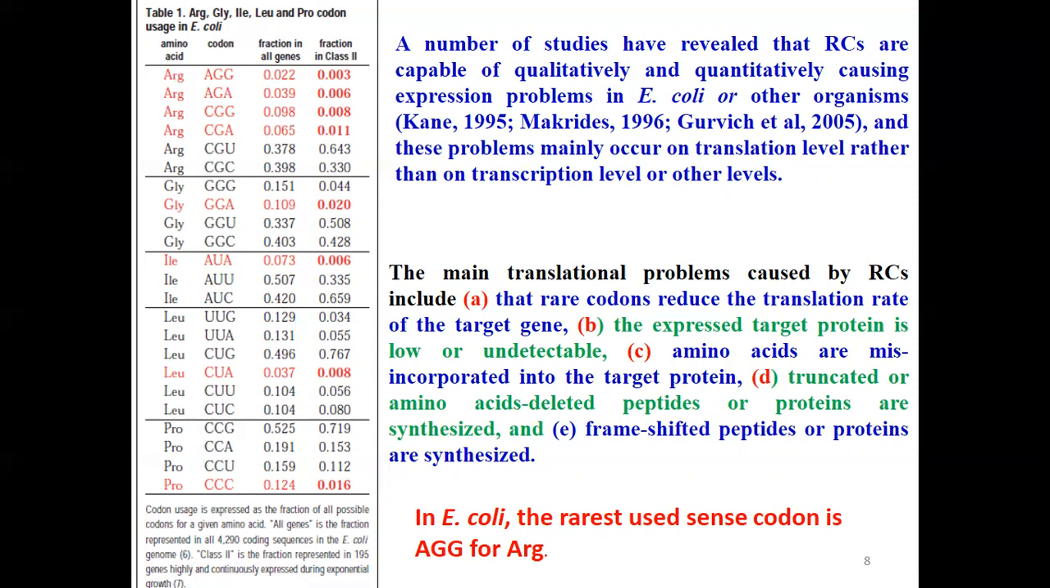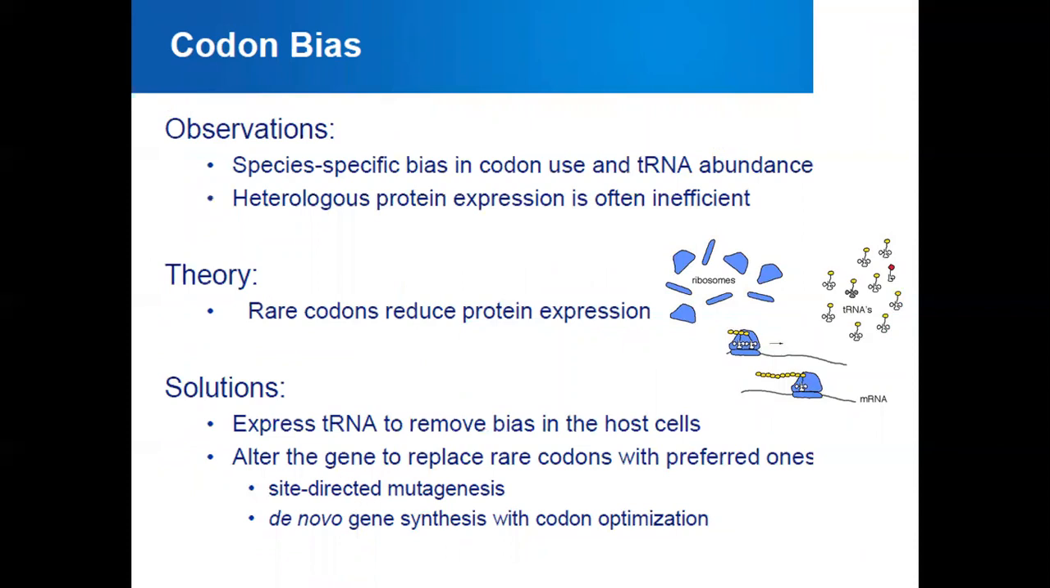For example, if we derive a gene from humans, that gene may have this codon present in higher amounts, whereas in E. coli it is rare. Every species, every organism has a different preference. For example, rare in one may be abundant in another, or abundant in another organism may be rare in E. coli. Because of this discrepancy, all these problems caused by rare codons in E. coli can happen. So codon bias is species-specific, and because of codon usage and transfer RNA abundance, heterologous protein expression is often inefficient. In one line, we can say that rare codons reduce protein expression.